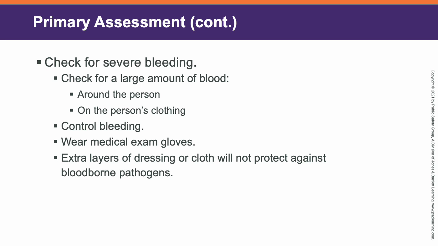And then we need to control the bleeding with direct pressure. And we have an entire chapter on bleeding where we'll talk more about that. But direct pressure is how we control bleeding. If we have access to gloves, we want to use those to prevent the spread of bloodborne pathogens. Just know that cloth and extra dressings don't necessarily protect against bloodborne pathogens. If the blood can reach you, then you can be exposed to a bloodborne pathogen. Okay, it's not like clothing acts as a filter.